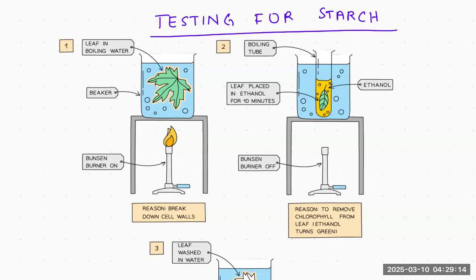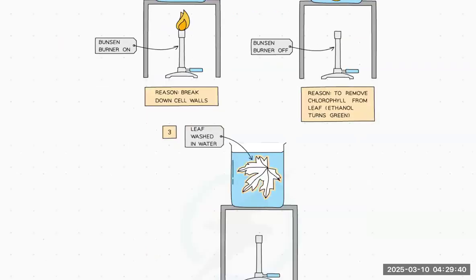Now, we place the leaf in the ethanol and the ethanol goes in a water bath. Again, the examiners can ask you, why is the ethanol placed in a water bath? Why can't we heat ethanol directly? That's because ethanol is highly flammable. It catches on fire really quickly. So we always heat it on a water bath. Then after that, the leaf is washed in the water to soften it up.